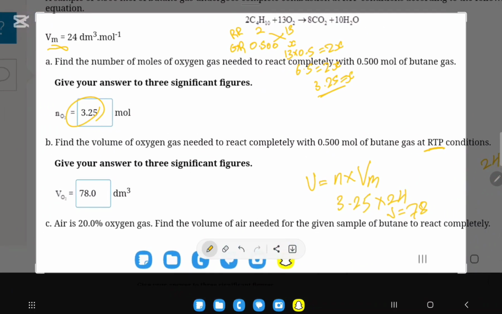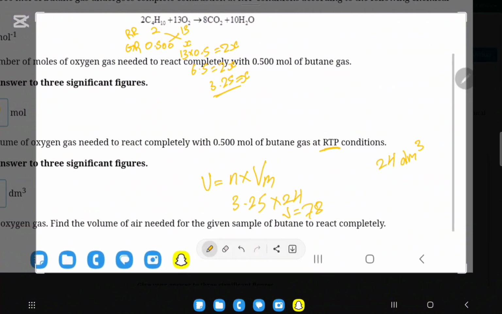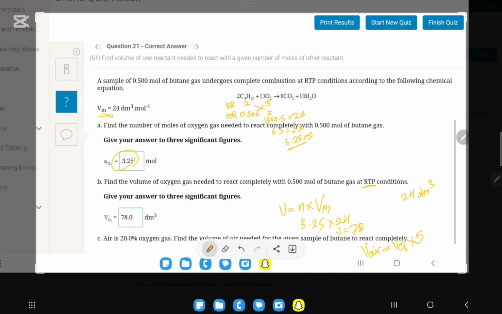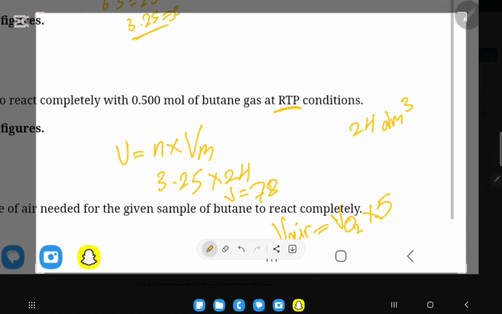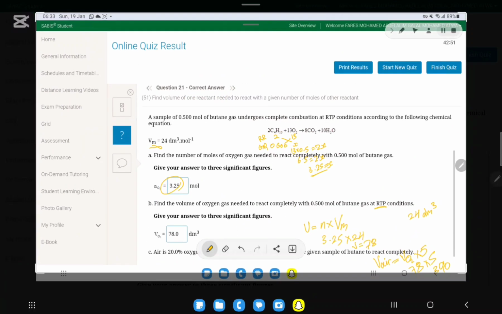Air is 20% oxygen gas. Find the volume of air needed for the given sample of butane gas to react completely. In term 1, we took the equation V air is equal to VO2 times 5, because air is 20% oxygen gas. We have 78 times 5 for V air. Your calculator, you get 390, and that's your answer to 3 significant figures like they asked.